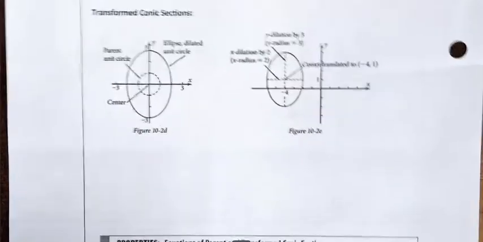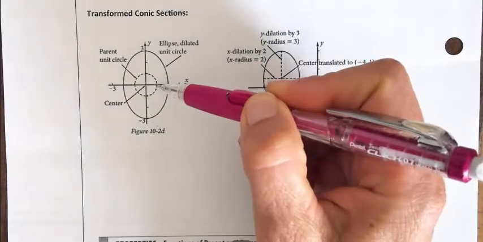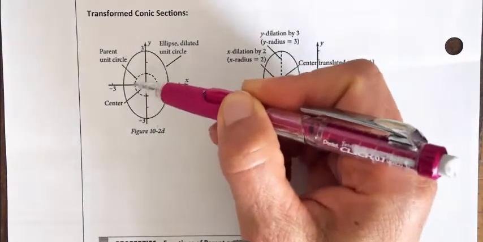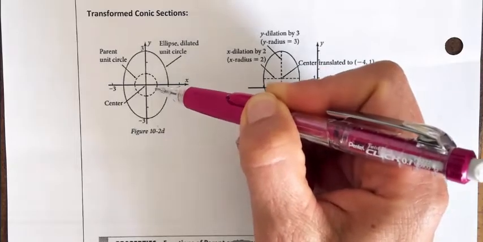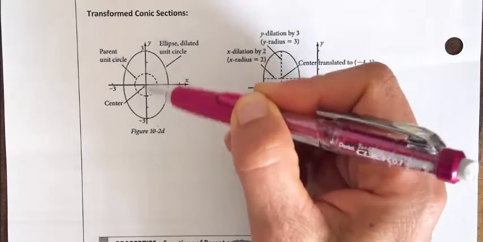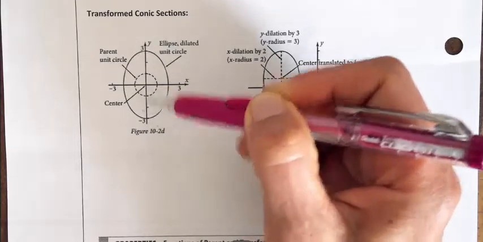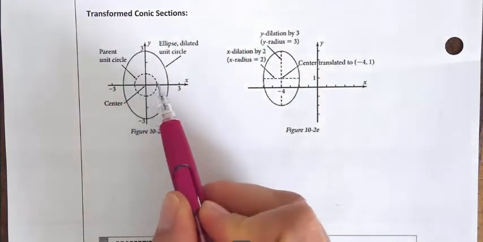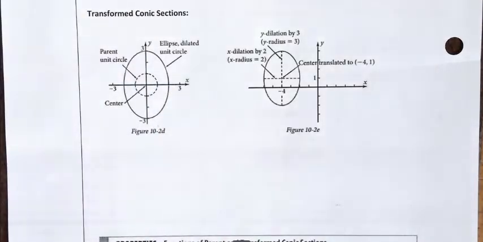Now we're going to see some transformed conic sections. So if you start with, for example, this dotted circle, this is the unit circle. It's got a radius of 1. But now look what's happened. We've got this shape where along the y-axis it's stretched from +3 to -3. And along the x-axis, if this was 1, this is probably going to be 2. I know it doesn't show that, but it's going to be 2.